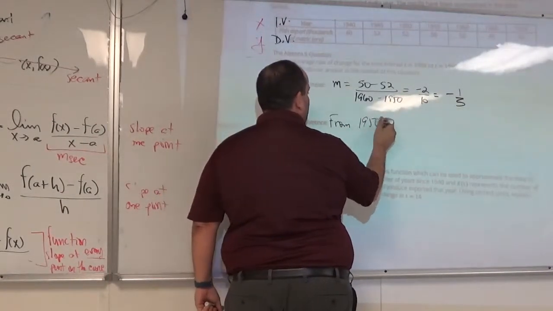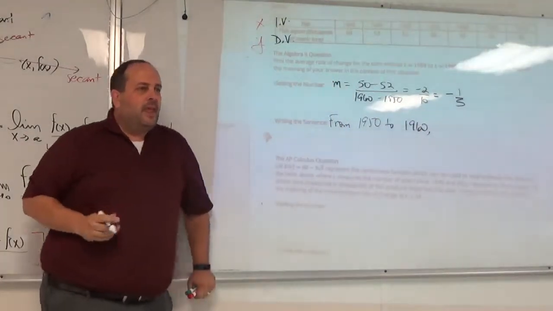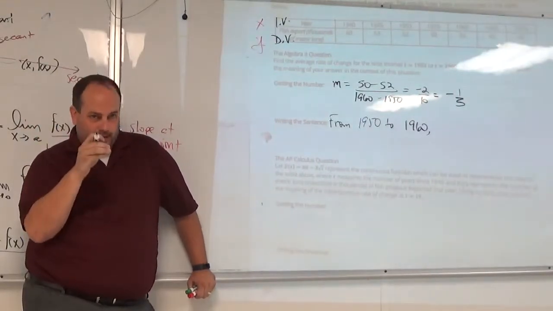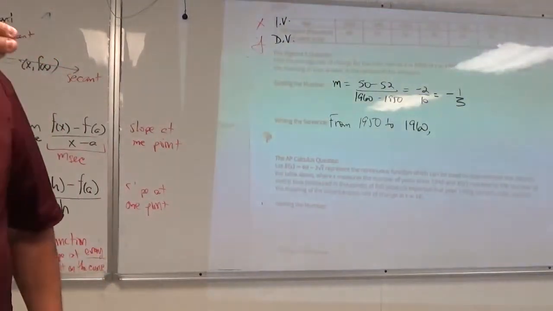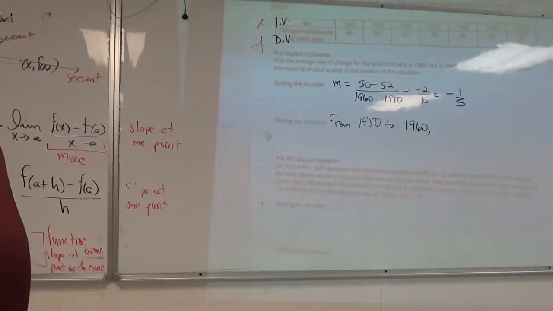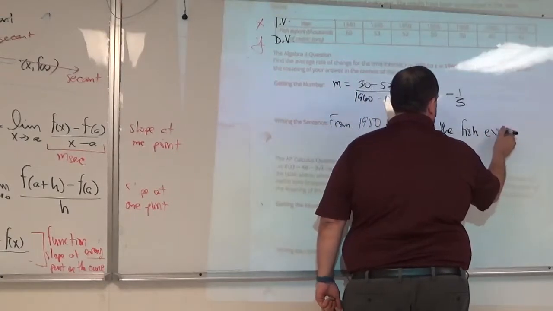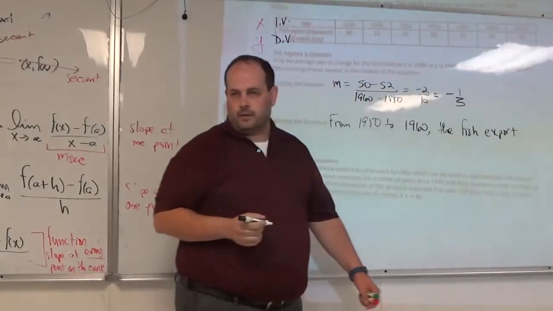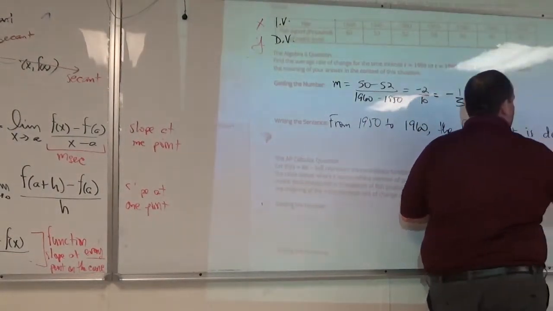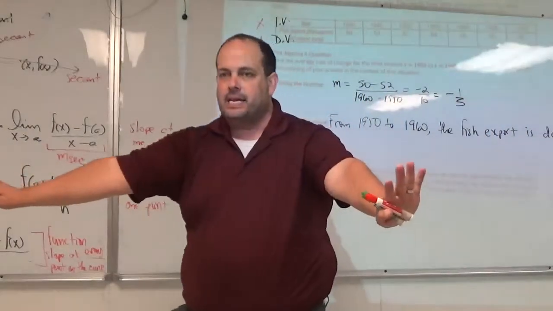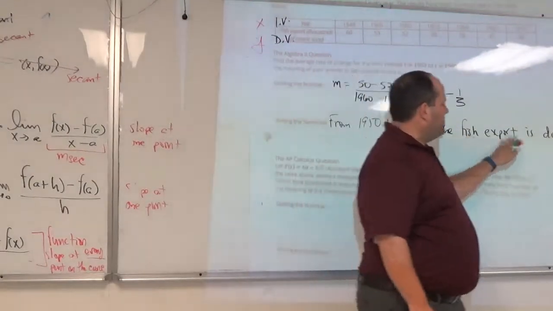From 1950 to 1960, everybody's got that part. What's happening? The function is what a lot of you have written, but you have to be specific. What is the function measuring? The fish export. What's it doing? It's decreasing. Good news, everybody had decreasing. From 1950 to 1960, the fish export is decreasing.